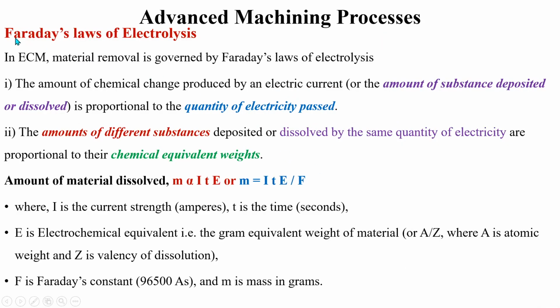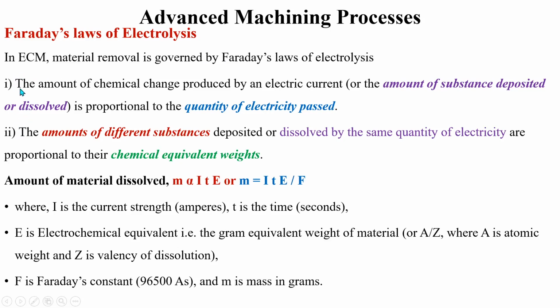So we have already discussed that the electrochemical machining process works on the principle of electrolysis. In electrochemical machining, material removal is governed by Faraday's laws of electrolysis. Here we have two different laws, so we will look into them.